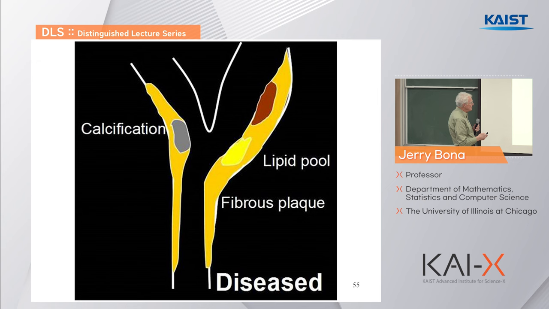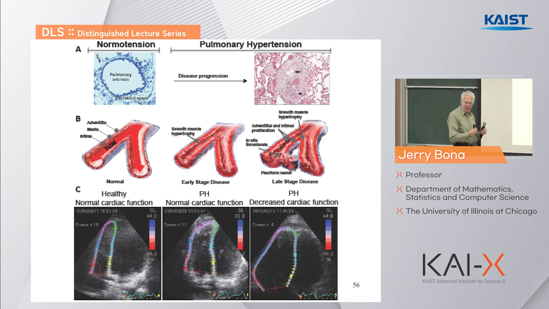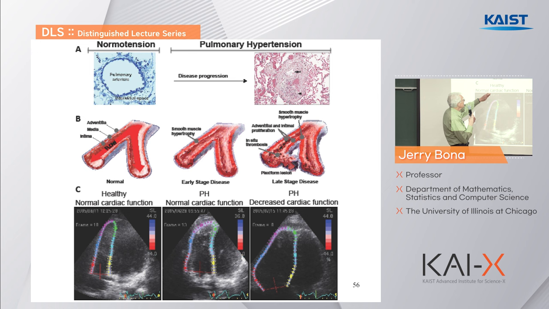But what you may not know about is that there are also problems over here in this part where you're pumping blood through the lungs. So that is not a high pressure situation. It's relatively low pressure. But there's a disease called pulmonary hypertension. Actually, lots of people have pulmonary hypertension. I didn't know about this until I got into this work.